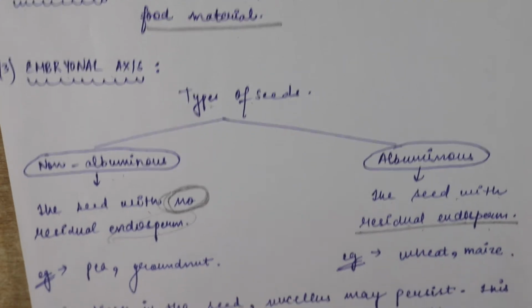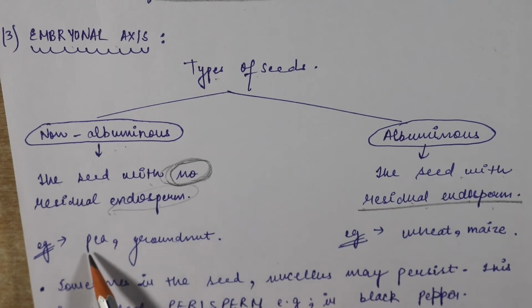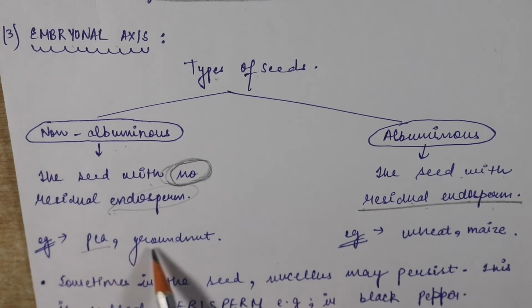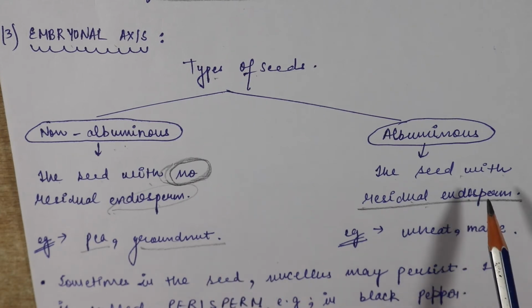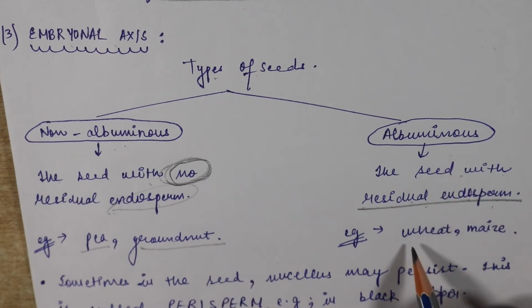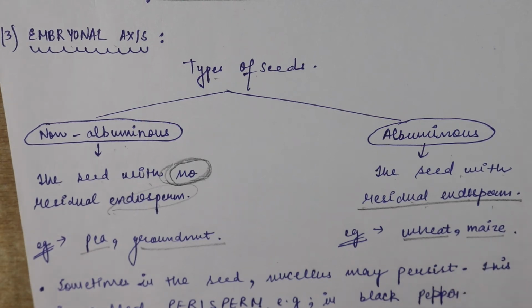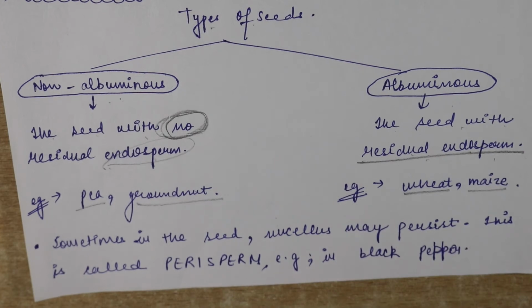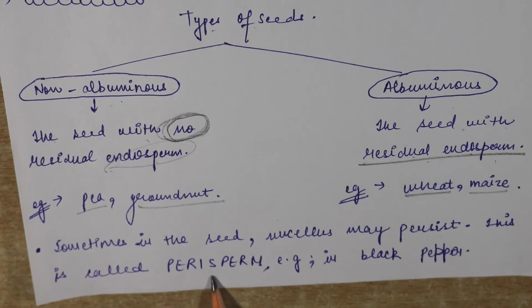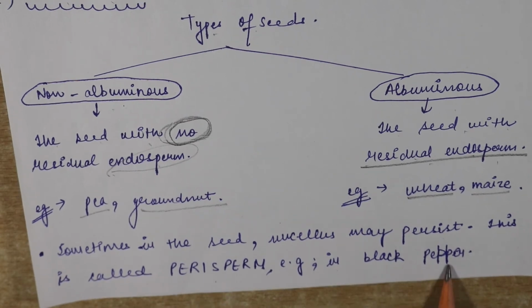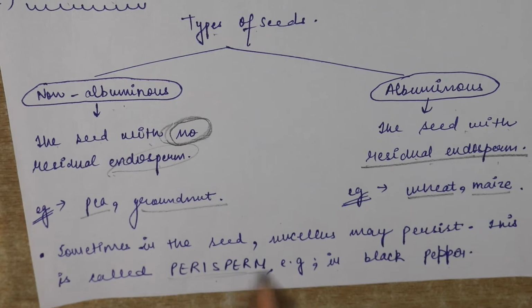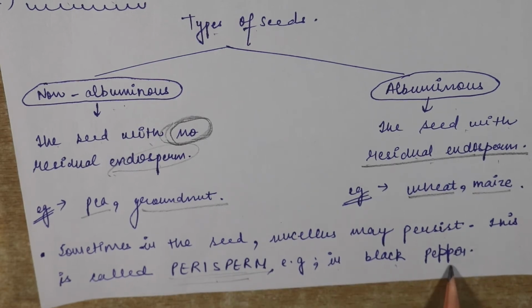Then what are the examples? Here the examples of non-albuminous are pea and groundnut, and the albuminous are wheat and maize. Then sometimes in the seed, the nucleus may persist. This is called perisperm. For example, in black pepper.